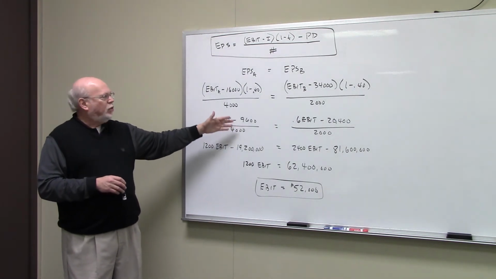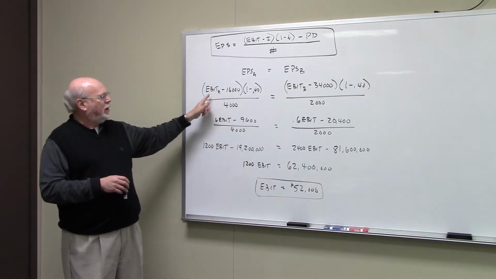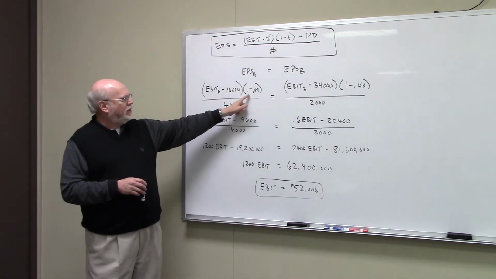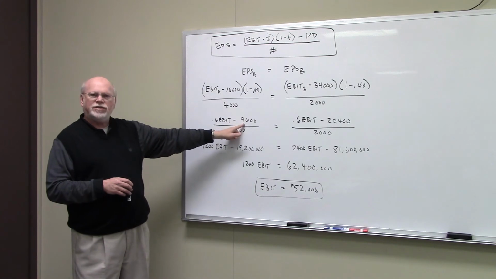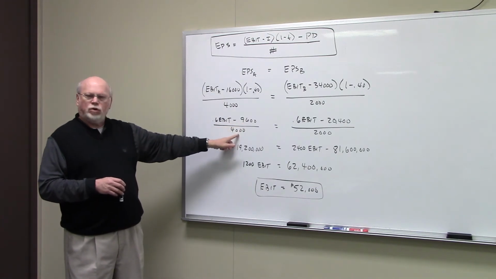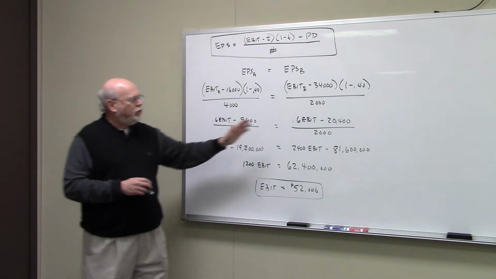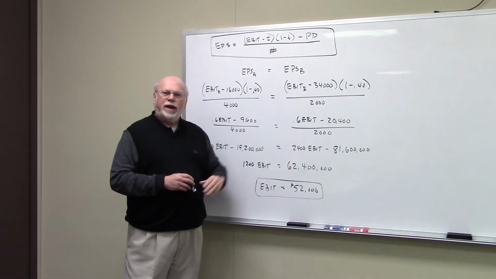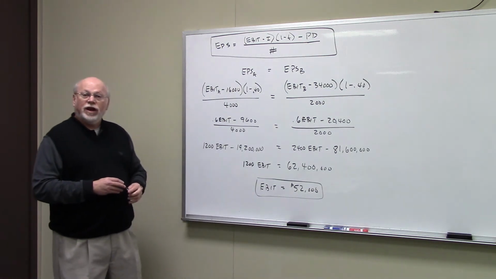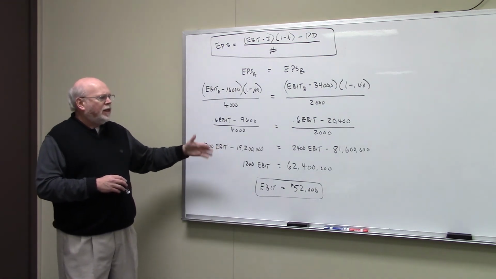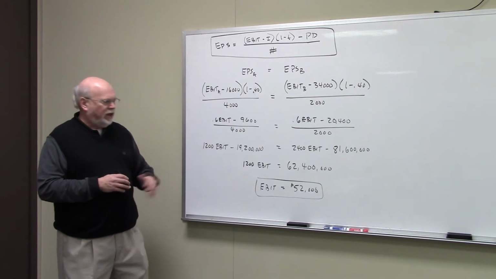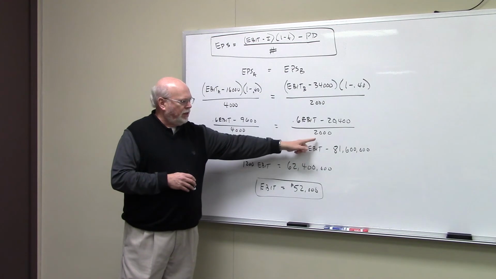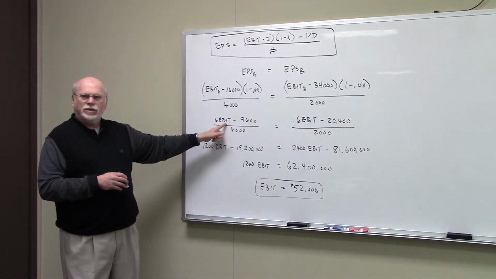To simplify the equations, we multiply 0.6 by EBIT, and we get 0.6 EBIT. 0.6 times 16,000 would get us 9,600, and of course, divided by 4,000. We do the same simplification over here. We get 0.6 EBIT minus 20,400 divided by 2,000. To clear the denominators now, we'll cross-multiply.